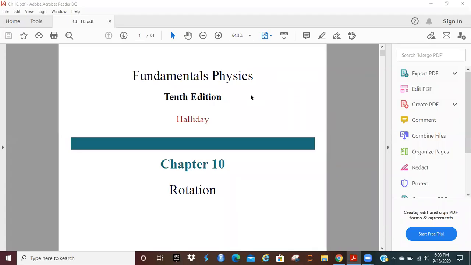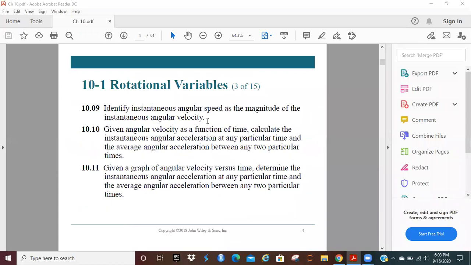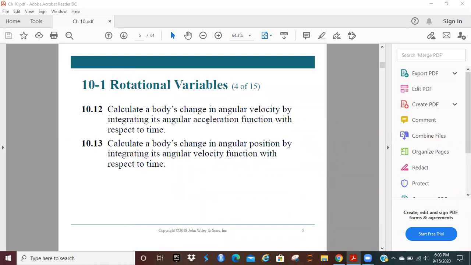Okay, this is going to be the lecture over chapter 10, which is going to be looking at rotation. Got several notes there that you can go back through, and I'll make sure that this is available. Actually, it should already be available out there on the Canvas homepage.